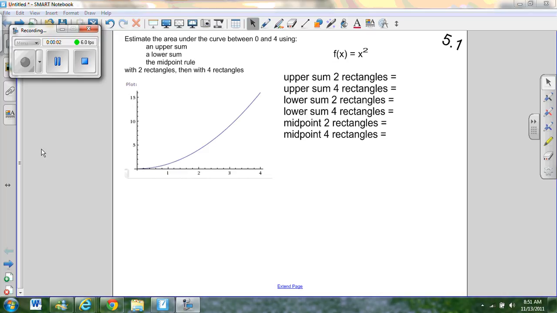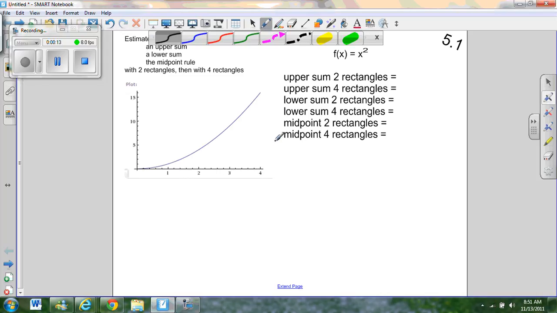In this example, we're asked to estimate the area under the curve between 0 and 4 using an upper sum, a lower sum, the midpoint rule, and with 2 rectangles and then 4 rectangles. So let's begin using an upper sum and 2 rectangles.